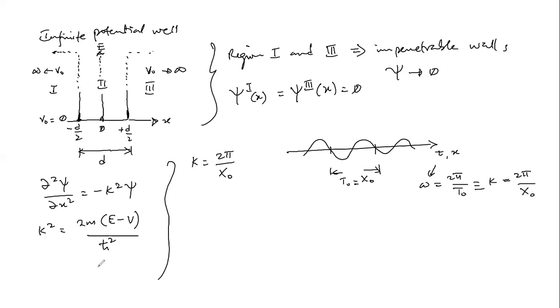Now that we are considering this potential well, the infinite potential well, it means that this boundary from this point to this point is infinite. This is infinite.